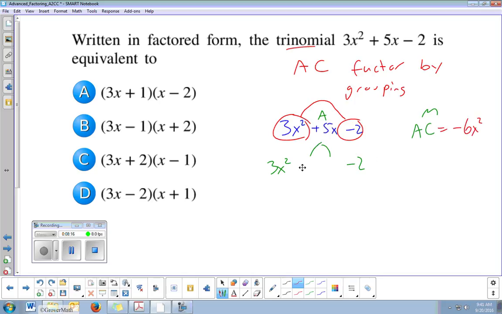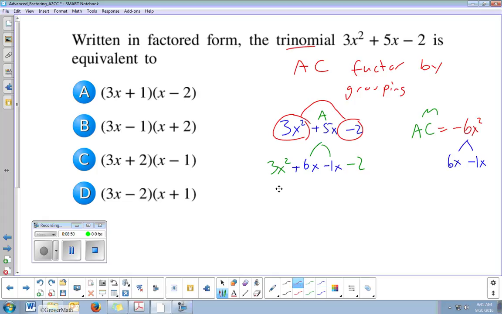So I'm looking for 2 things that multiply to AC and add to B. A regular trinomial just multiplies to C, adds to B. But here it multiplies to A times C, adds to B. So what are the things that multiply to negative 6x squared but combine to be positive 5x? And you can think about it a little bit, but I'll save us a little bit of time. It comes out to be positive 6x and negative 1x. They multiply to negative 6, add to positive 5. So they go here. Positive 6x, negative 1x.